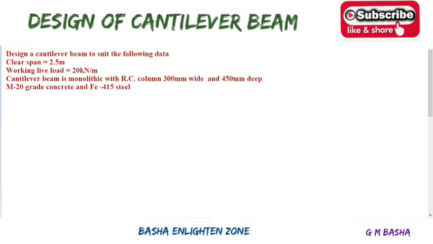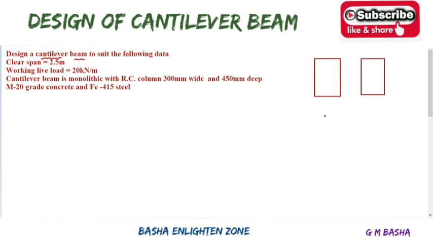Hello friends, in this lecture I would like to explain another important example, that is the cantilever beam. I already solved the singly reinforced rectangular beam, the doubly reinforced rectangular beam and the T beam. But compared with these three models, this cantilever beam is very simple. What is the difference between this cantilever beam and the singly reinforced beam?